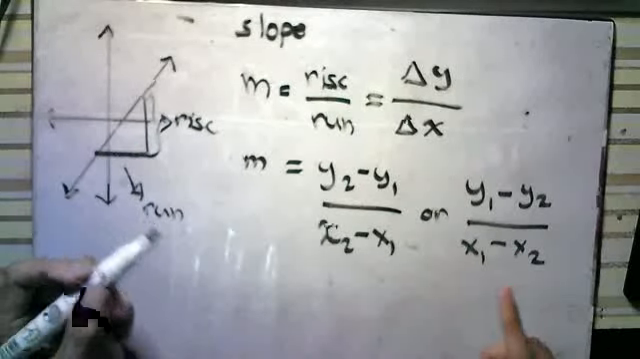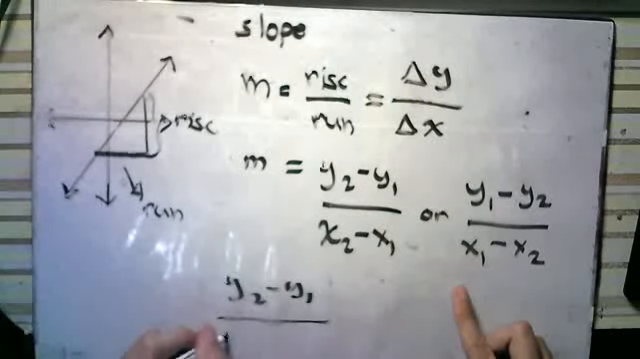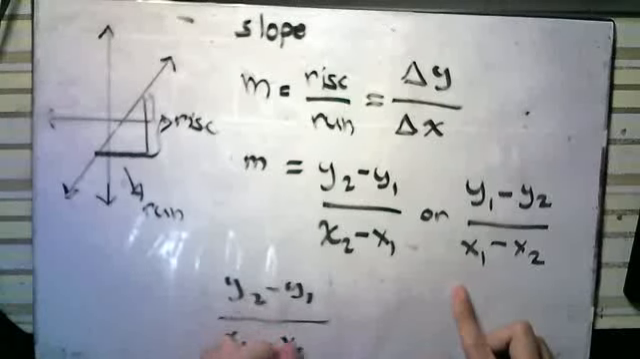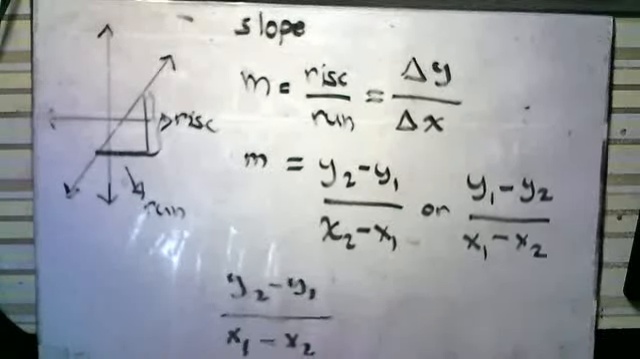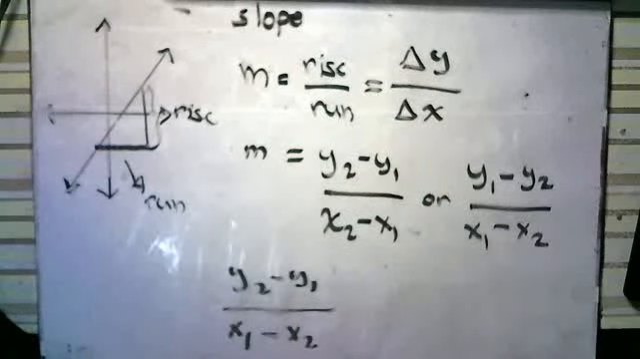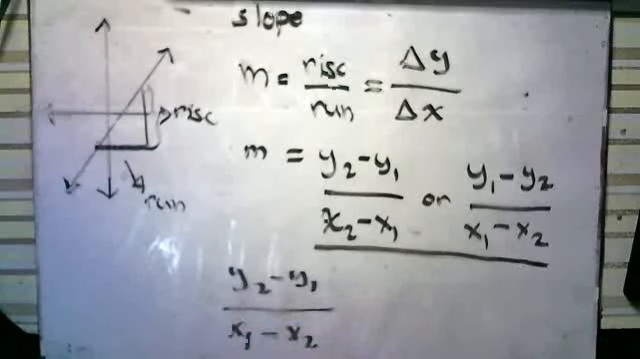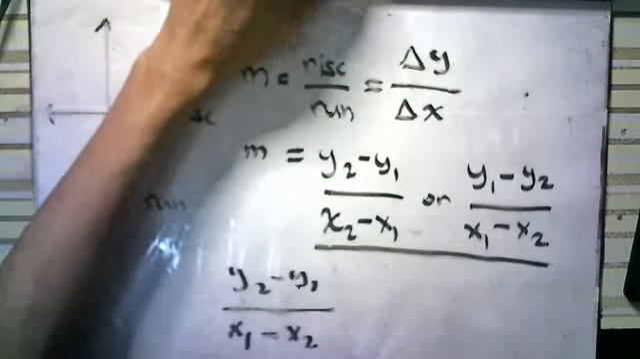Sir, pwede po ba kunwari y sub 2 minus y sub 1 over x sub 1 minus x sub 2? Hindi po. Hindi po maaari, due to the sign of each number. Medyo sasablay na tayo dyan. So, these are the two formulas that can be used in order to find the slope of a certain line. Okay, so now, how do we find the slope of a certain line?